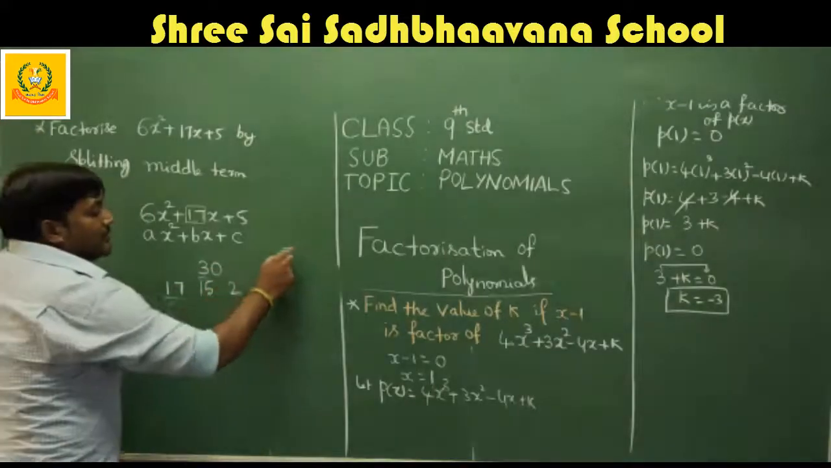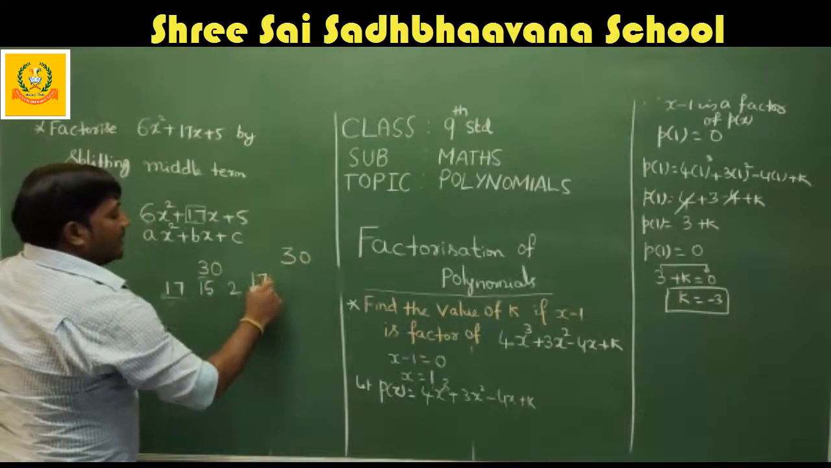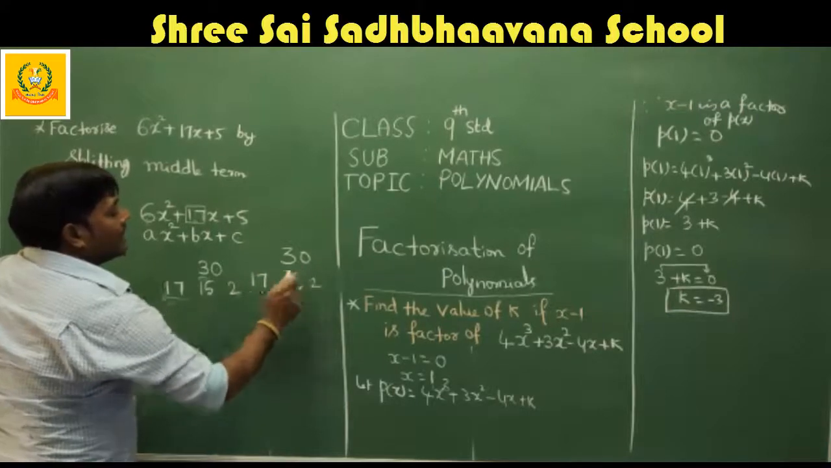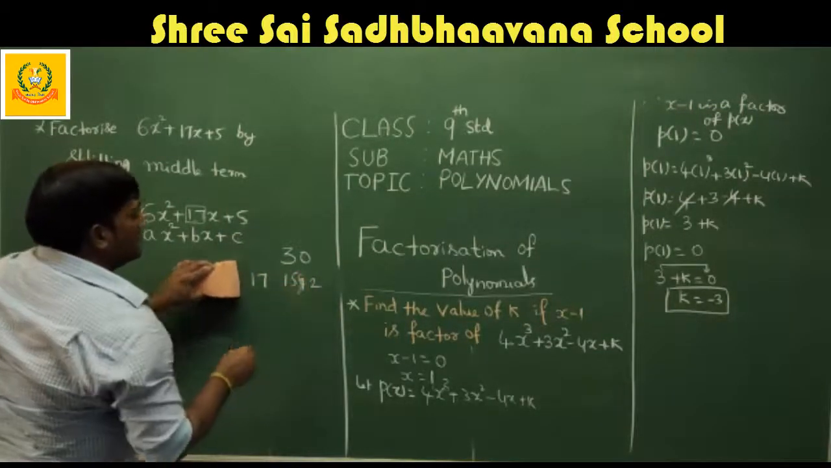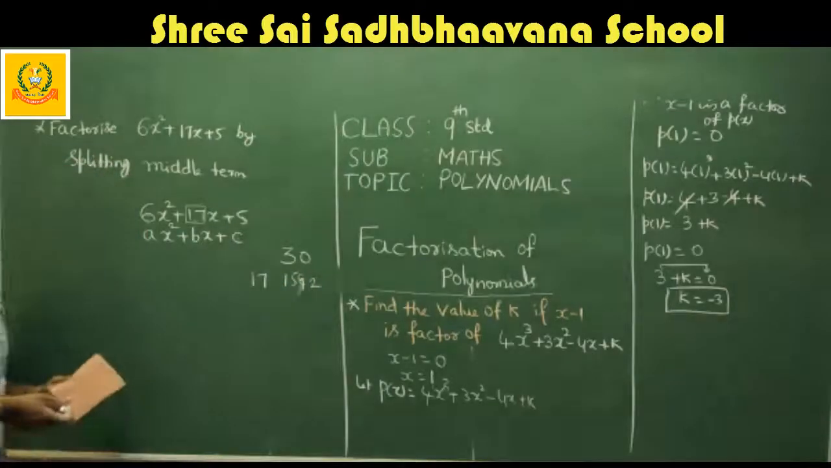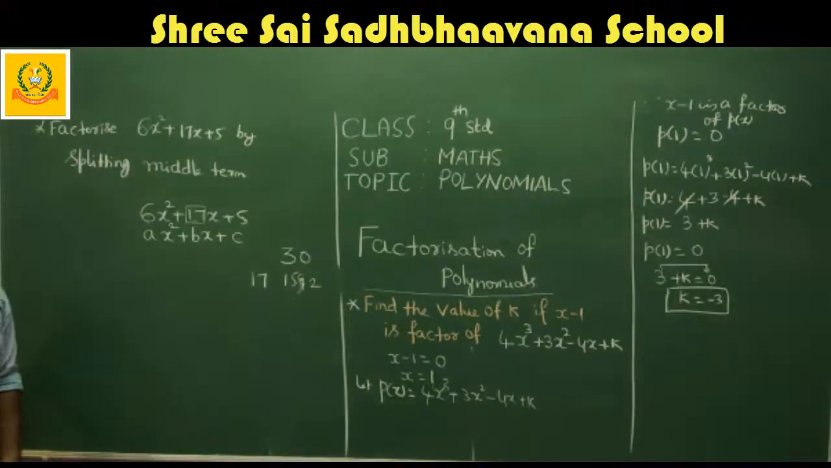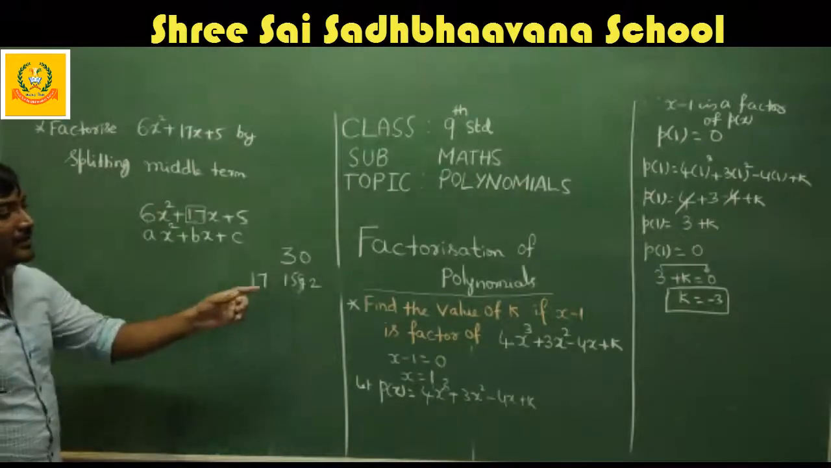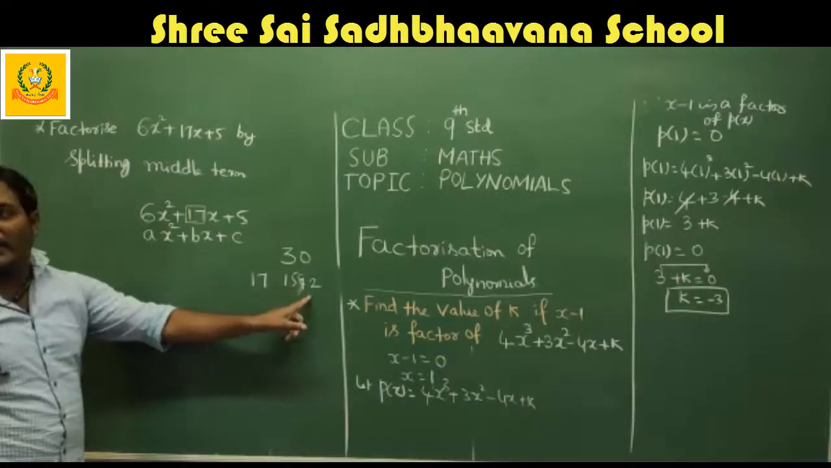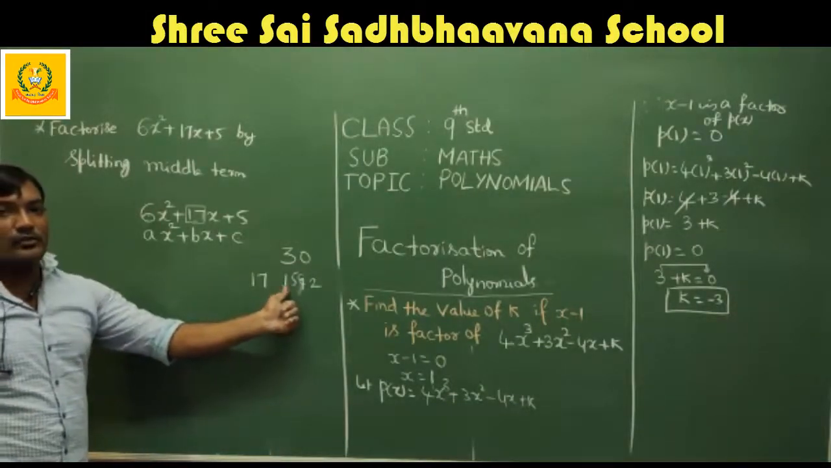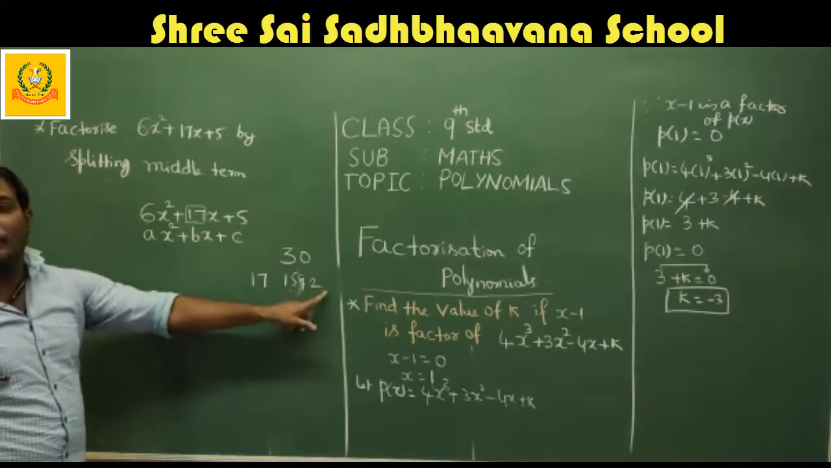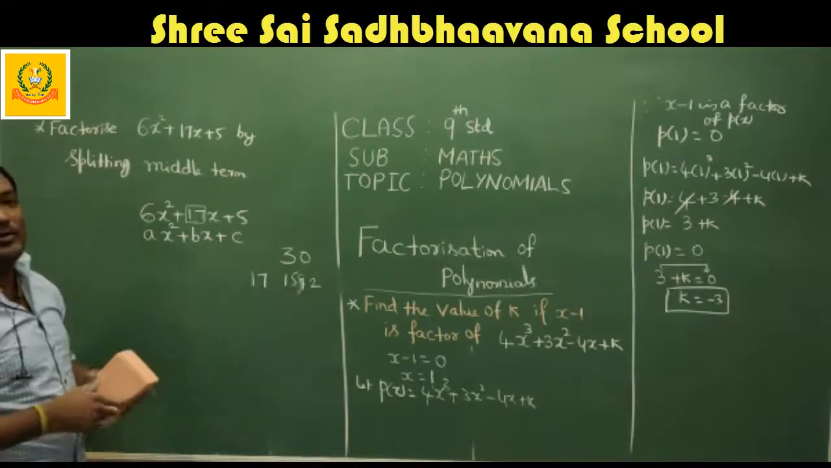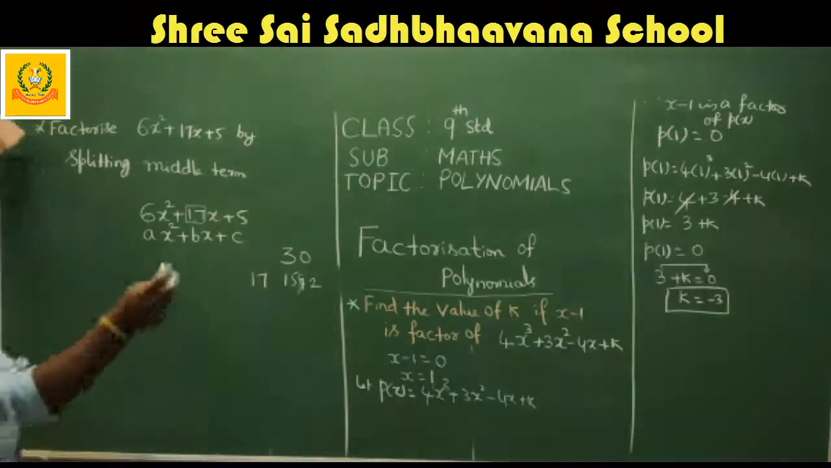I'll write this here: 30, 17. If you take 15 and 2, don't just leave some space or put no symbol, otherwise it will become 152. So 15 is the first number and 2 is the second number. 15 and 2 we are considering. So 15 plus 2 gives you 17 and 15 into 2 gives you 30. This is how you have to take the terms.